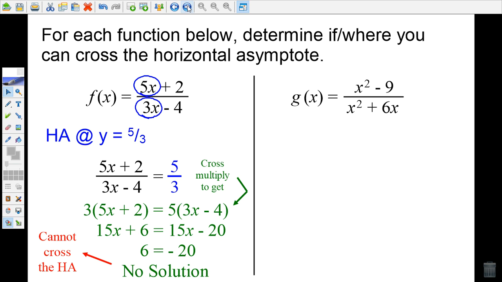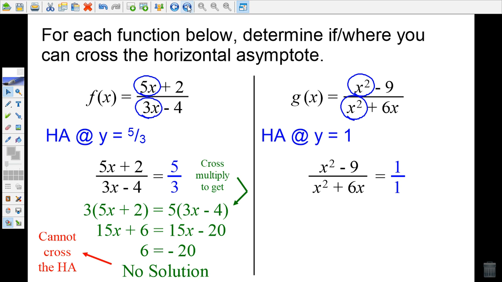All right, let's take a look at g of x. Again, I want to identify the leading term for both the top and the bottom, compare the exponents, and determine my HA. Again, we have two terms that have the same degree, so the HA is at y equals a over b, the coefficients divided by each other. I have 1x squared over 1x squared, so that gives me 1 over 1. When I write my function equal to that number, I'm going to write y equals 1 as 1 over 1, so the cross multiplying looks a little bit easier. So I really have a fraction equals a fraction.